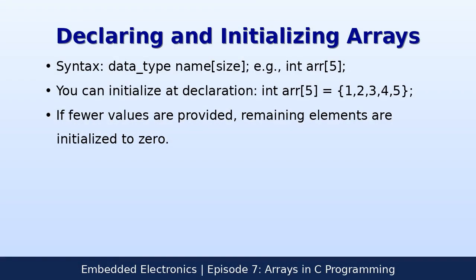To declare an array, write the data type, name, and size in square brackets. You can also initialize values at declaration. Missing elements are automatically set to 0.